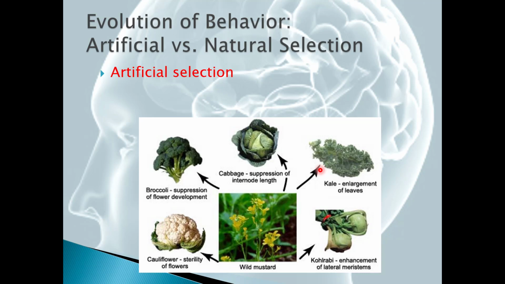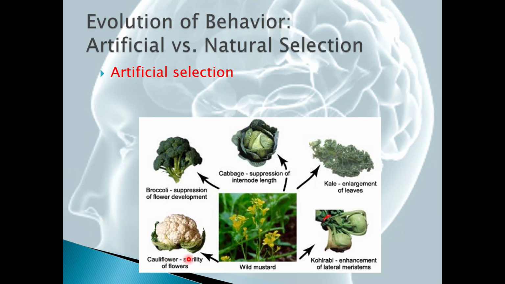One that's a little less intuitive is this idea that the wild mustard plant was actually used to develop all of these different vegetables. You can go out in South Orange County, San Diego County, and these wild mustard plants will fill the hills.